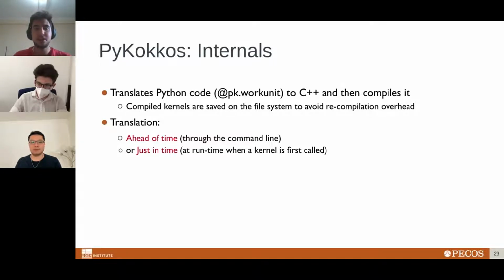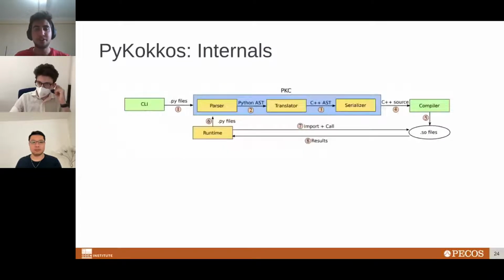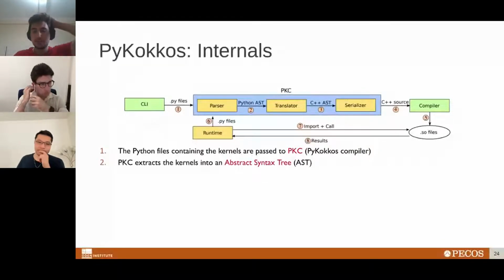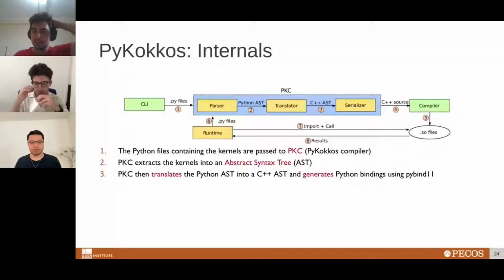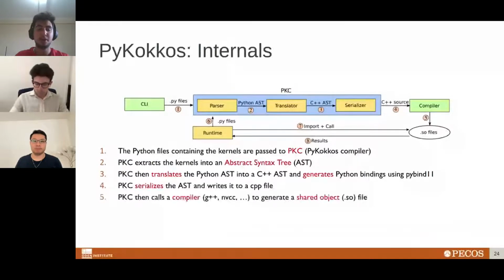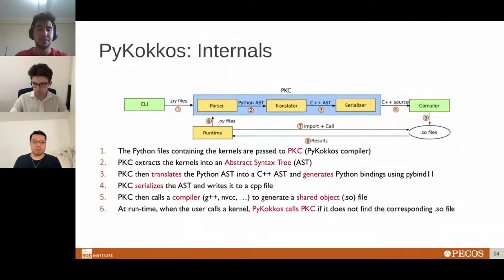Now, this figure gives a high-level overview of the internal architecture and user workflow of PyCocos. So assuming the ahead of time option, first the user passes in the Python files containing the kernels to pkc, which is the PyCocos compiler, which will then extract the kernels into an abstract syntax tree that it will translate to C++ while also generating Python bindings. PKC will then serialize this AST and write it to a CPP file before calling a compiler to generate a shared object file. Now, if this shared object file is not there at runtime, PyCocos will call PKC for the user if they decided to skip the ahead of time option.